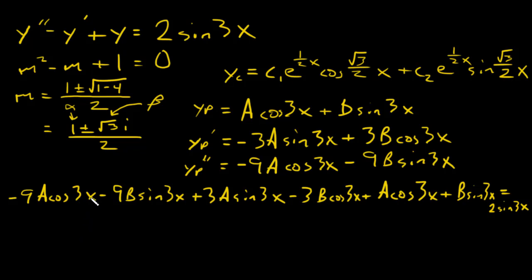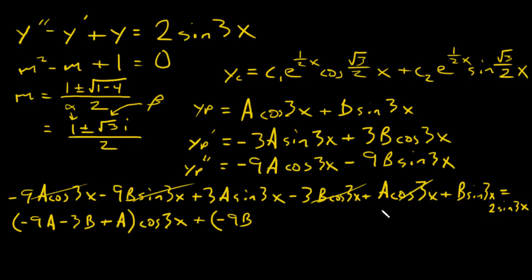So first thing I want to do is my cosine 3x's, and if I look at that, I'm going to wind up with negative 9a for this one. I'm going to cross as I go because there's a lot of stuff going on. Minus 3b, and then plus a times cosine 3x. Okay? So now that I've got that, let's see, it's going to be for the other one, for the sine 3x, negative 9b, oh, I forgot to cross out this one, plus 3a, cross out that, plus b, and this is sine 3x, okay? And then this equals 2 sine 3x.